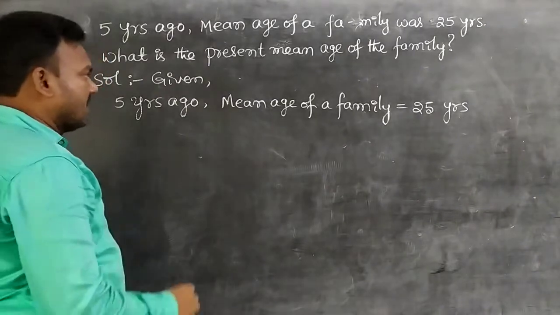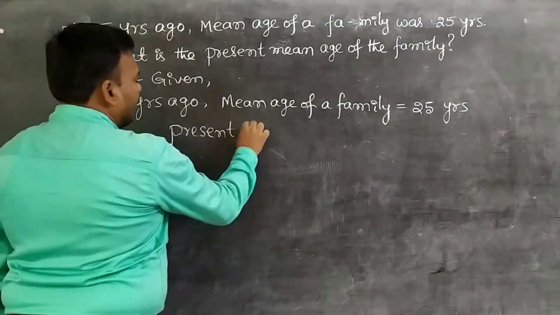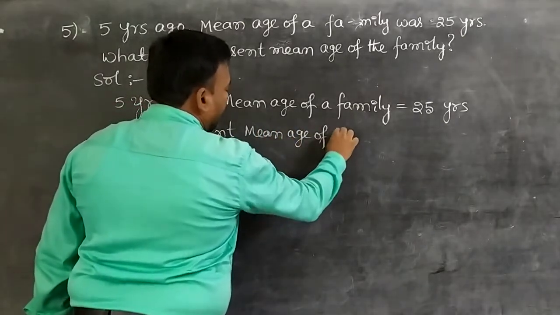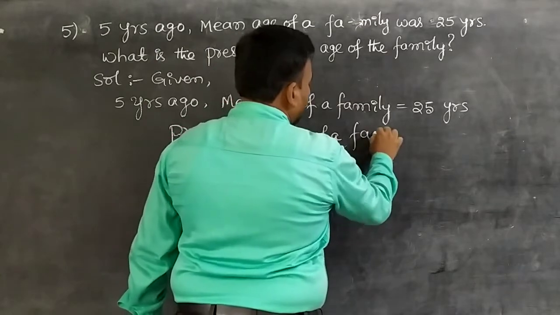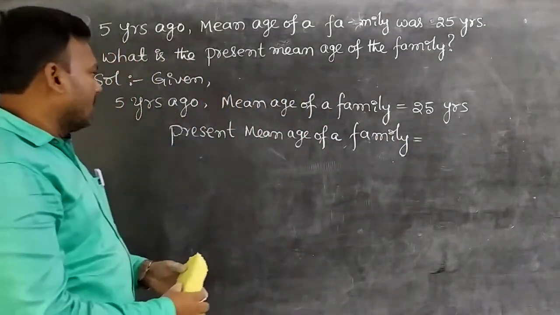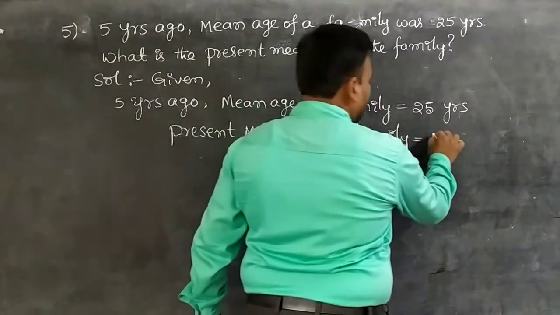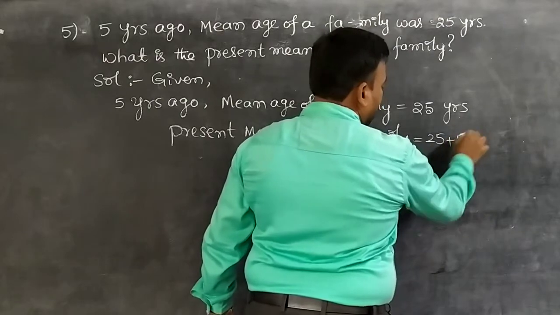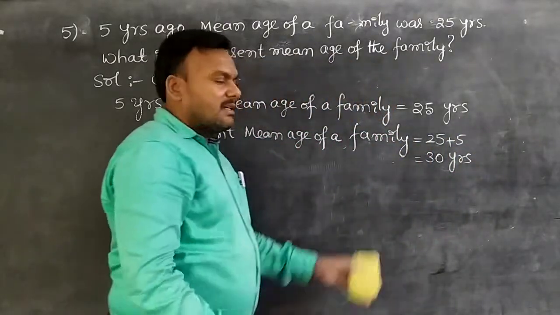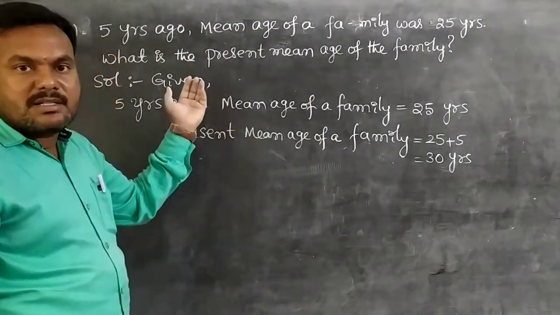Now present. So, present mean age of a family. Five years ago, so for the present mean age, add the 5 years. That implies 25 plus 5, so it becomes 30 years. That is the solution for the given problem, students. Then we go for the next model, students.